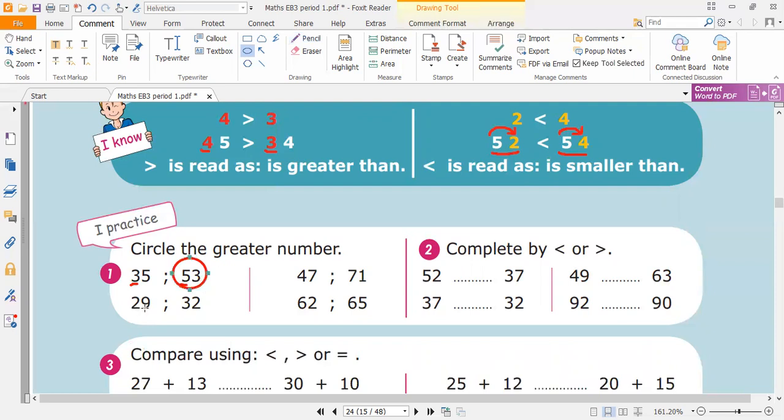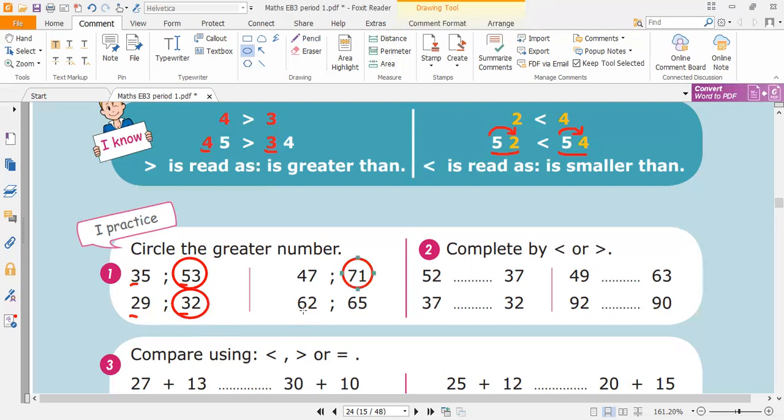Next, 29, 32. Which one is greater? I look at the tens. So I have 2 and 3. Which one is greater? The 3. So I make a circle around the number 32. Next, 47, 71. Which one is greater? The 7. 71 is greater.